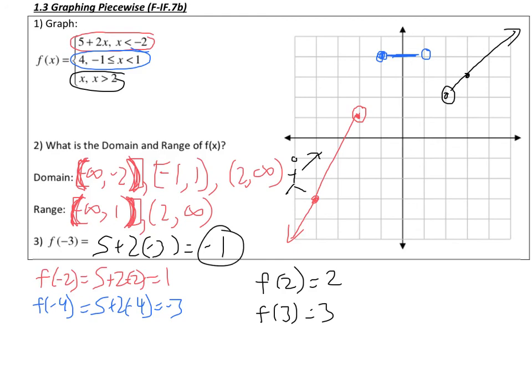You could look at the graph, but a lot of times when you get these kinds of problems, it might not even be on the graph. And so you have to figure out which equation you're dealing with to plug it into. Again, you could just look. Hopefully this helps.